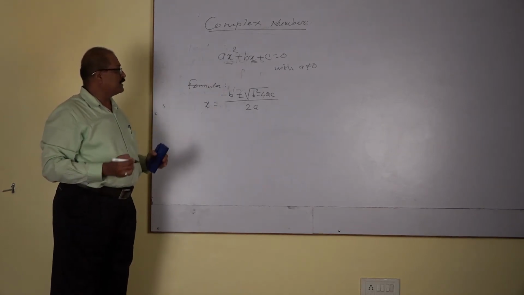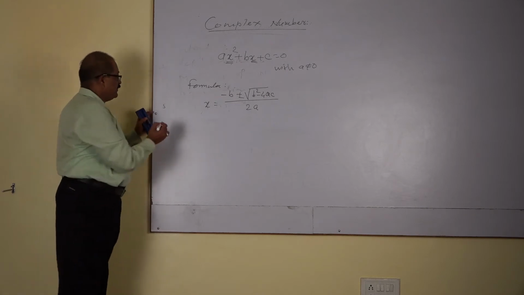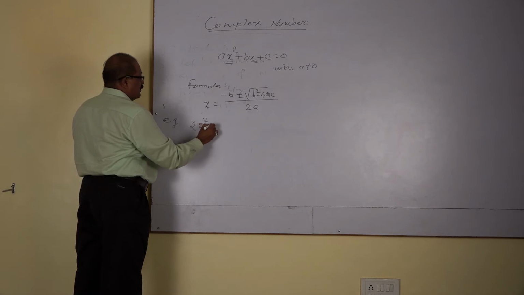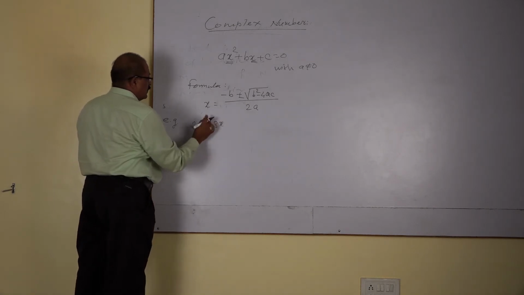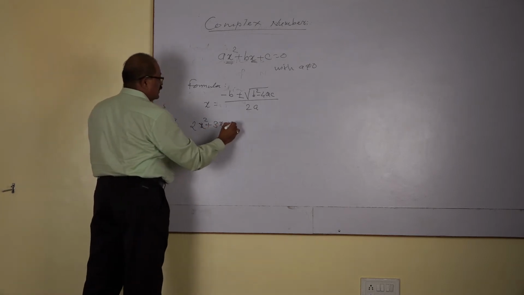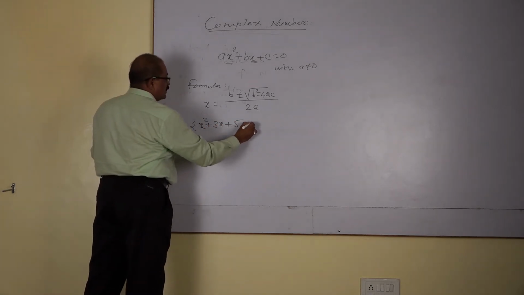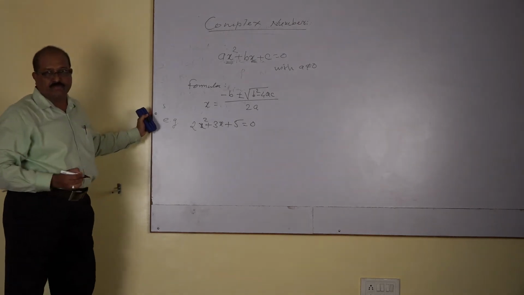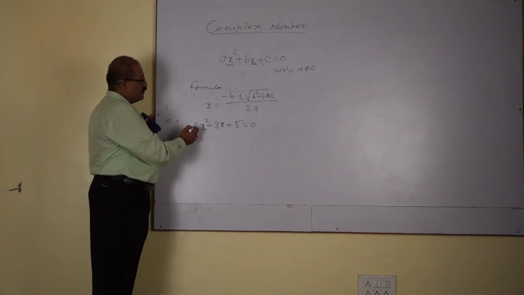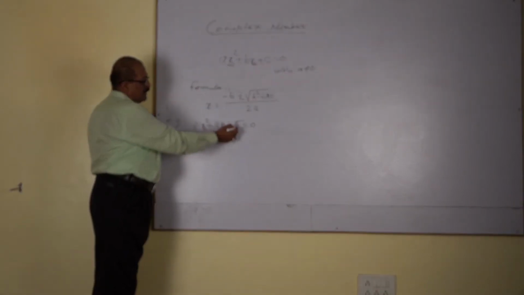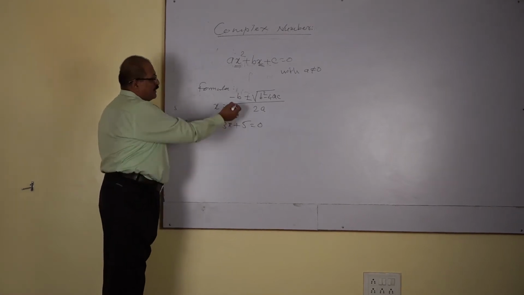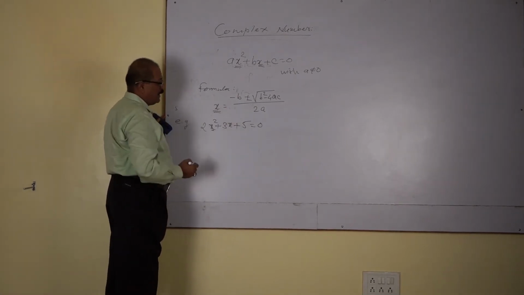The quadratic equation has two roots. So, for example, suppose 2x square plus 3x plus 5 is equal to 0. This quadratic equation is given. Then what is the value of x to determine? Here a equal to 2, b equal to 3 and c equal to 5. Put the values in this formula and find the value of x.